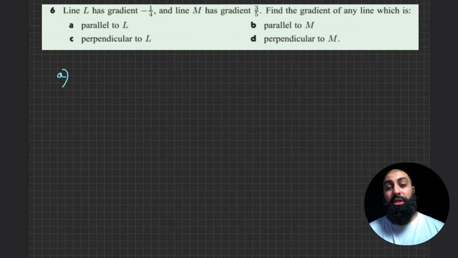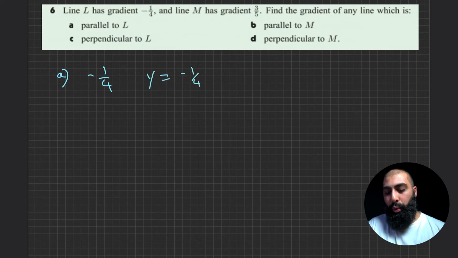For part A, the question says that we want a line that is parallel to L. Remember, L has a gradient of -1/4, so we have an equation, something like y is equal to -1/4 x plus c. We just want to have the same gradient, okay? We want to have the same gradient. So find the gradient of any line which is parallel to L. If it's parallel, it means it's going to have exactly the same gradient. So therefore, a line that is parallel to L would have the gradient of -1/4. Okay, -1/4.